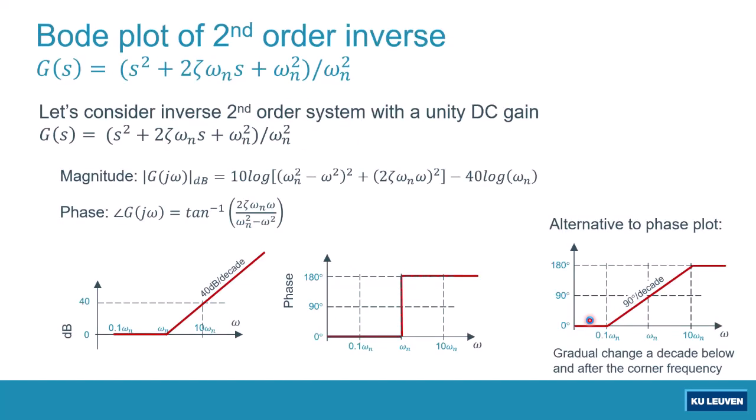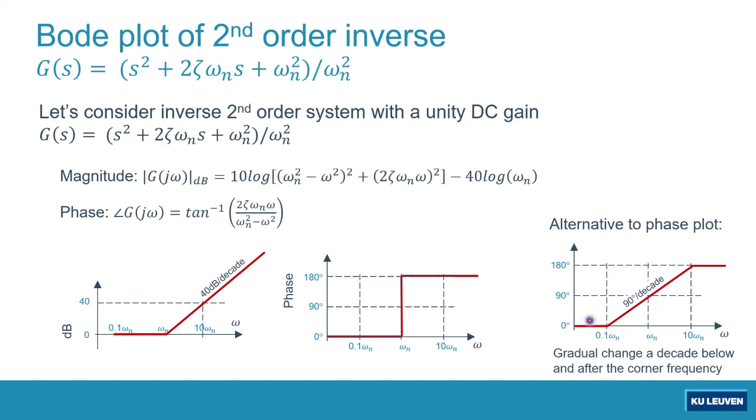What about the second order inverse? If you want to derive it step by step, you can just follow what we have gone through before: derive the magnitude equation, and analyze it for low frequency and for high frequency. Again, the same thing for the phase plot: derive the equation, analyze it for low frequency and high frequency, and then after that you have to sketch it accordingly.